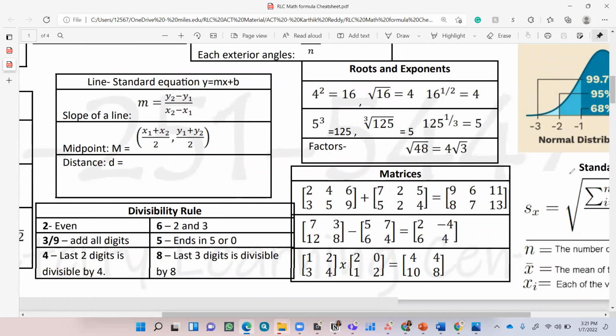Some more roots and exponent rules here. I'm sure all of you know that 4 squared equals 16, and the root of 16 is 4. So 16 to the power of half: your square root can be written as to the power of half, which is 4. If it is a cube root, to the power of 1 over 3, it's 5. So how to factor it? We have seen an example already.